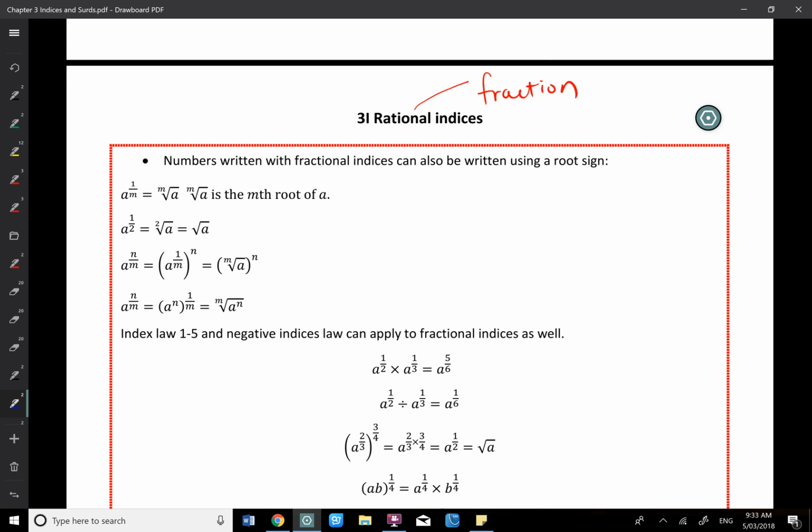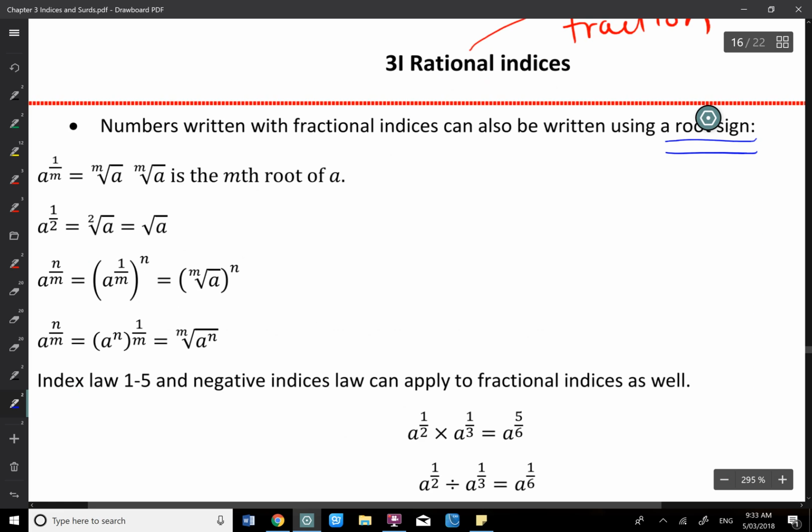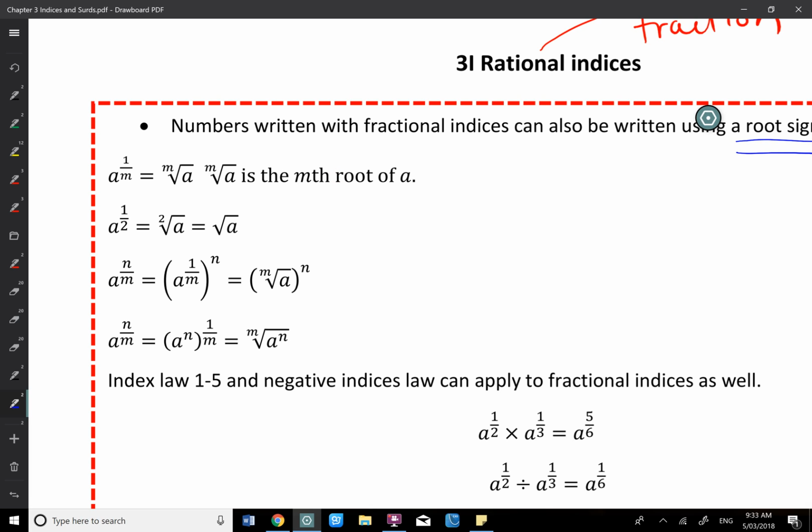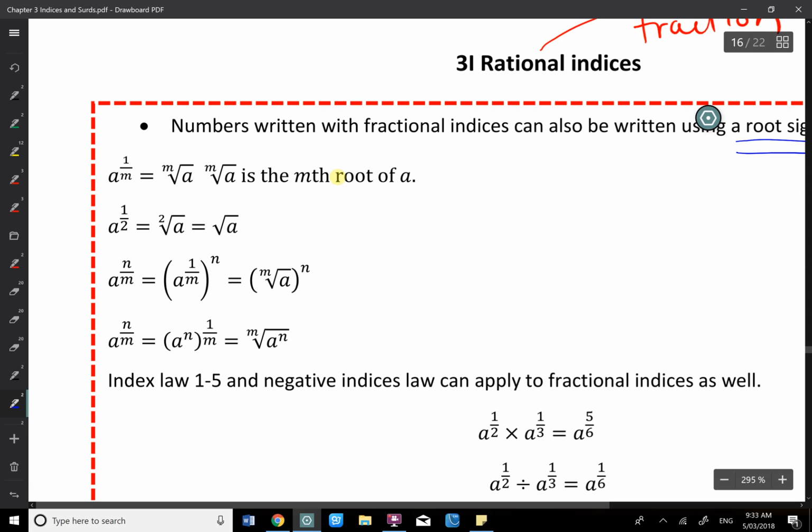Numbers written with fraction indices can also be written in a root sign. We can have a look. So a to the power of 1 over m, what does that mean? That means the mth root of a. So give you an example, 3 to the power of 1 on 4.